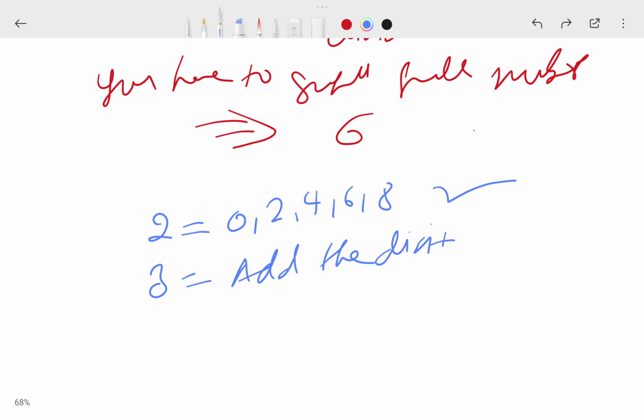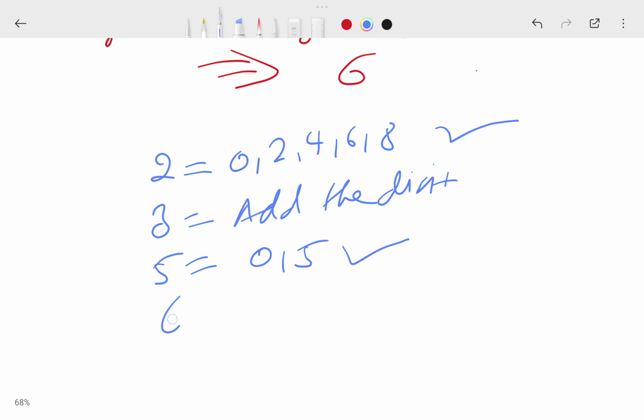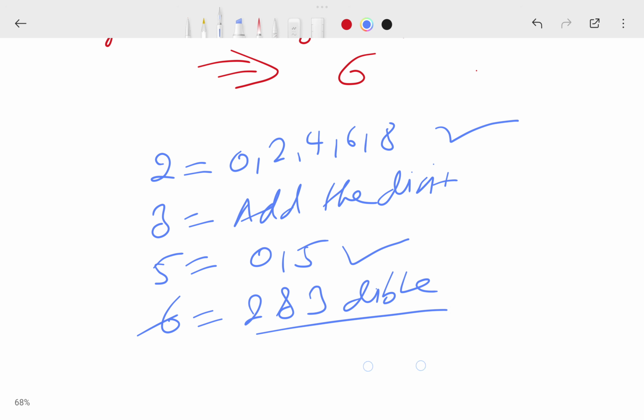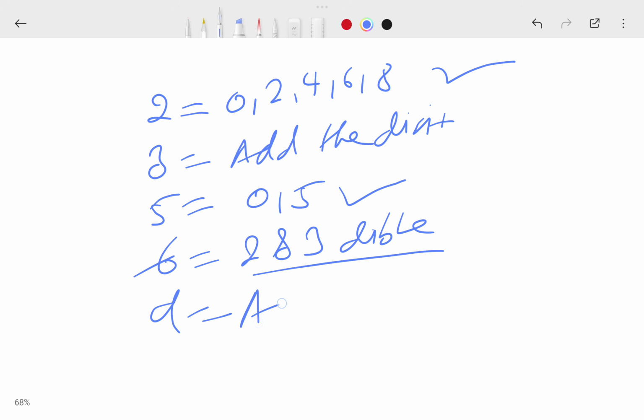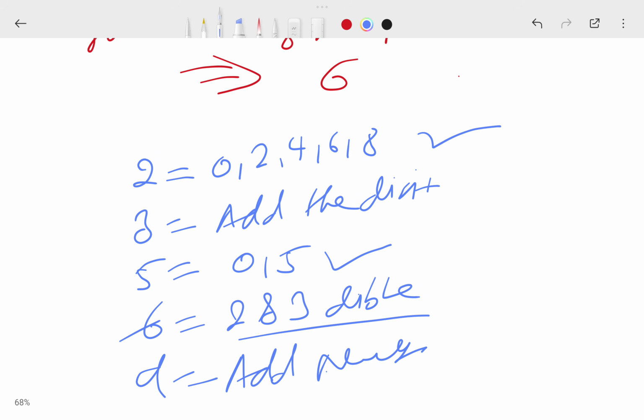What is the divisibility rule of 4? It is not given. Now 5: if it is 0 or 5 in the last, it is going to be divisible by 5. Now 6: if it is divisible by 2 and 3, then it is also divisible by 6. For 9, add the digits, simple. Generally these are the divisibility rules, and this is totally ended here.